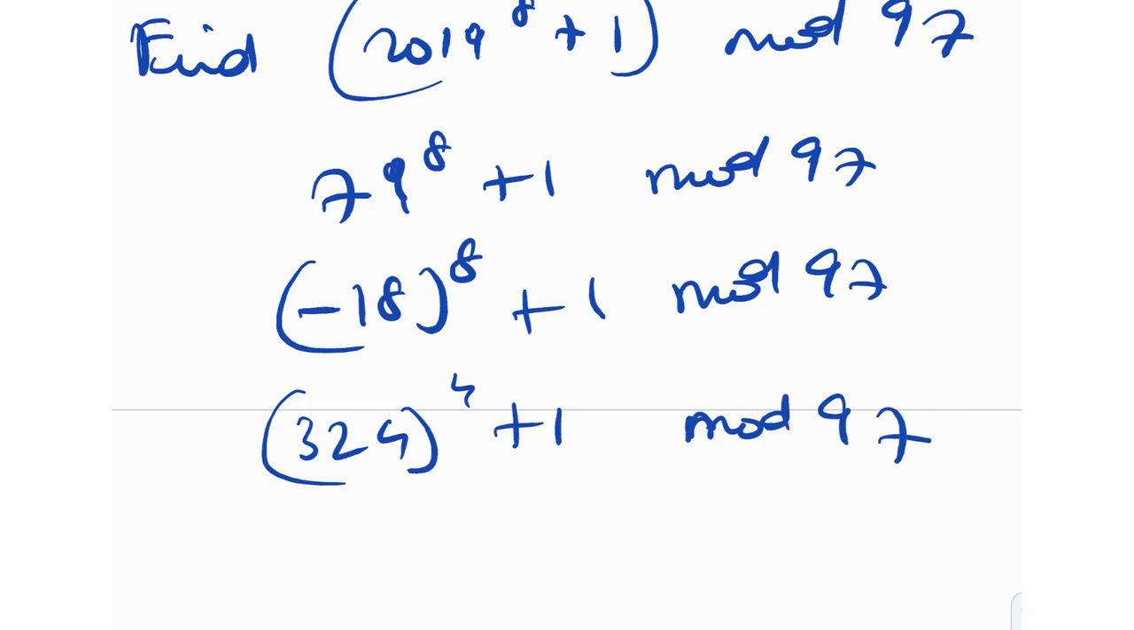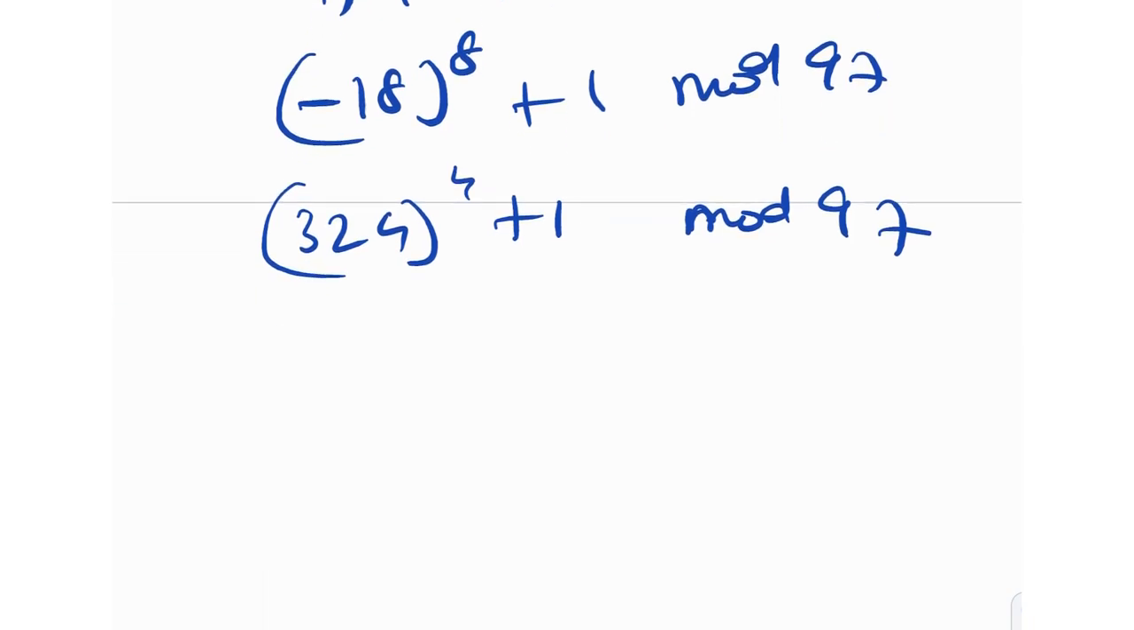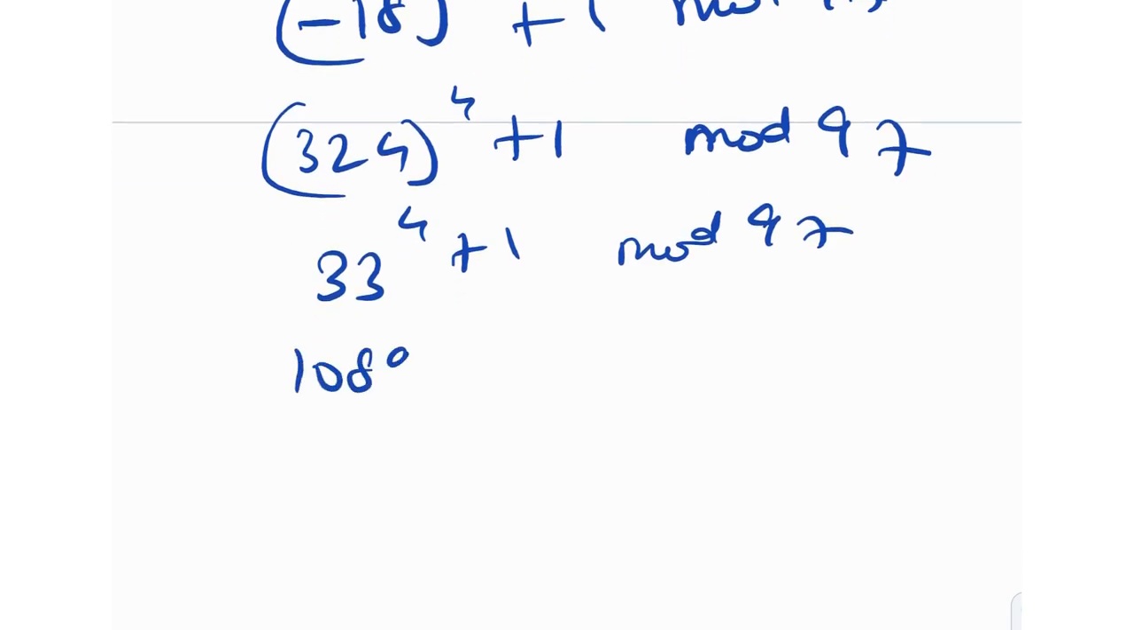And we're just reducing it, right? Trying to figure out the value. And 324 squared. And 324 is actually 33 mod 97. So this becomes 33 to the power 4 plus 1 mod 97. And 33 squared is 1089, whole squared plus 1 mod 97.